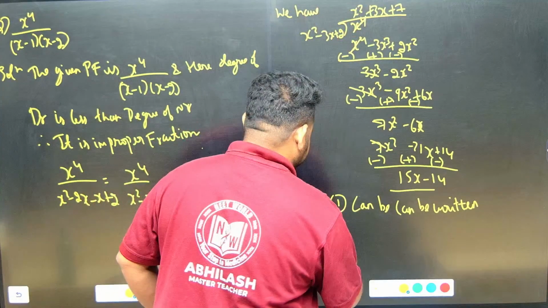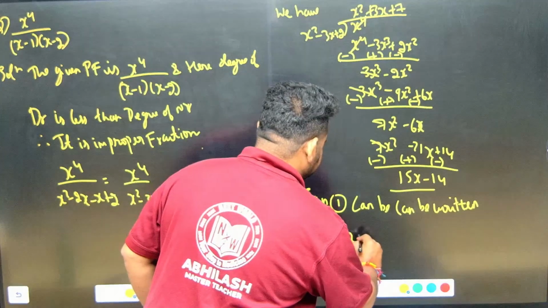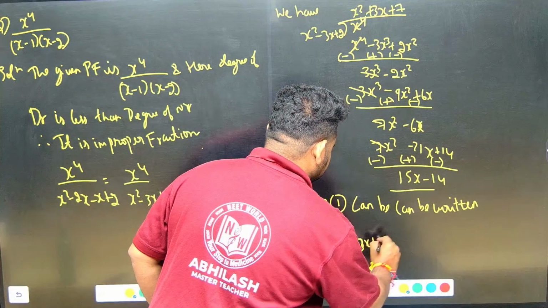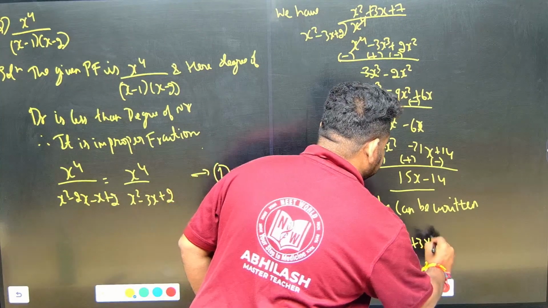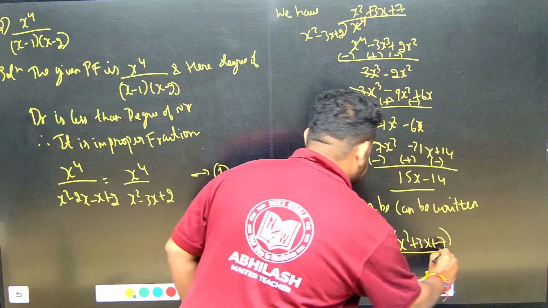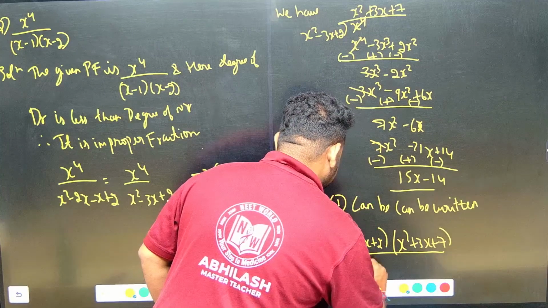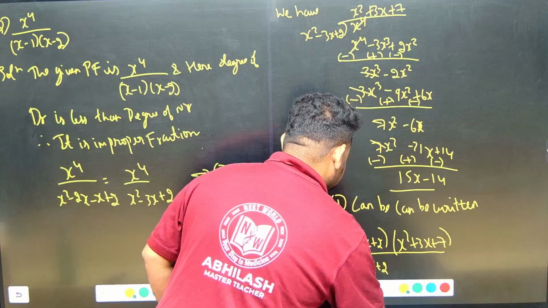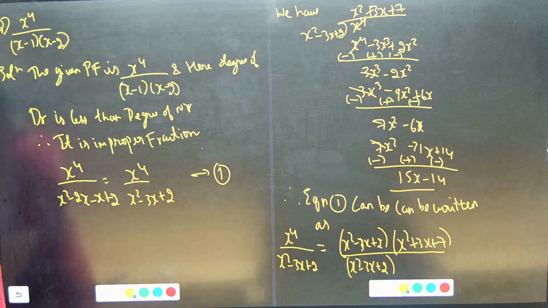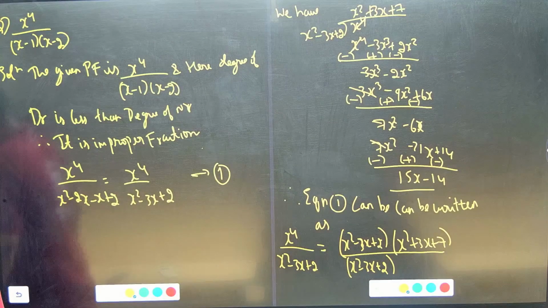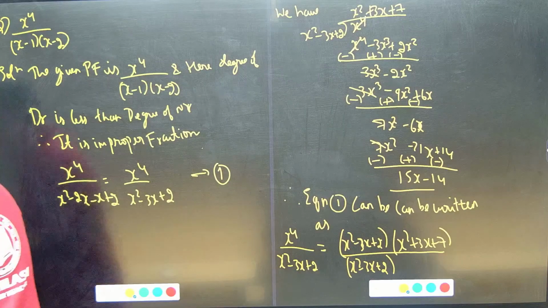So I can write it as x square minus 3x plus 2 into x square plus 3x plus 7, divided by x square minus 3x plus 2. This is what we have, friends. This is what I can write.